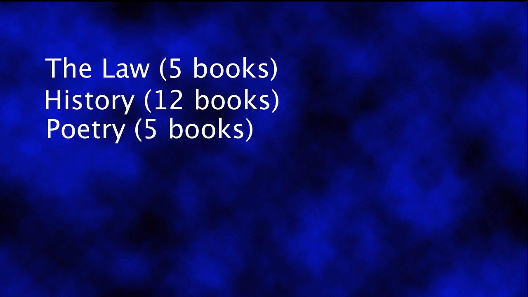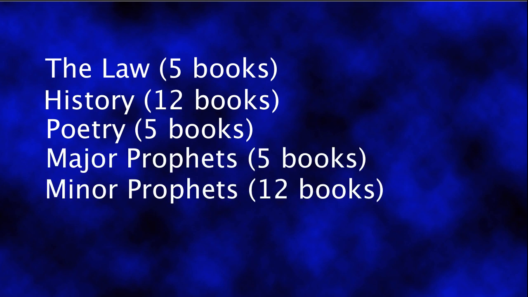The first section is called the Law. These are the books of Moses, who received the law in the form of the 10 Commandments. Remember, the law consists of 5 books. Next is a section of history, which contains 12 books. After that are 5 books of poetry. Then we have 5 major prophets and 12 minor prophets. Major prophets aren't more important than minor prophets. They just wrote more words, so their books are longer.